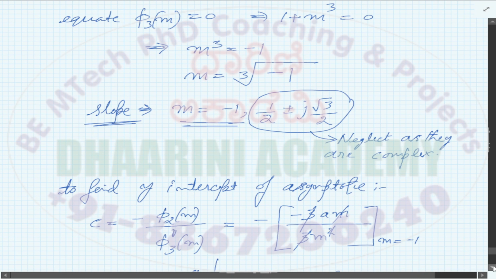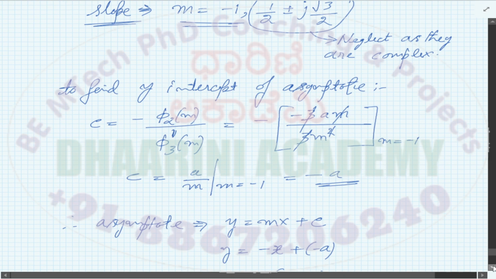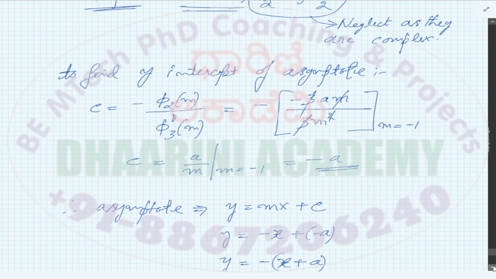I'm looking for a straight line y equal to mx plus c, out of which I found m. I know that the m value is minus 1, only one value. So now my intention is to calculate c. The basic idea is that c is the negative of the lesser degree term equation divided by the differentiation of the highest degree term. In this problem, it is phi 2 of m by phi 3 dash of m. If you have a phi 4 term, then the denominator will be phi 4 dash of m and the numerator will become phi 3 of m. You can apply that to any given problem.